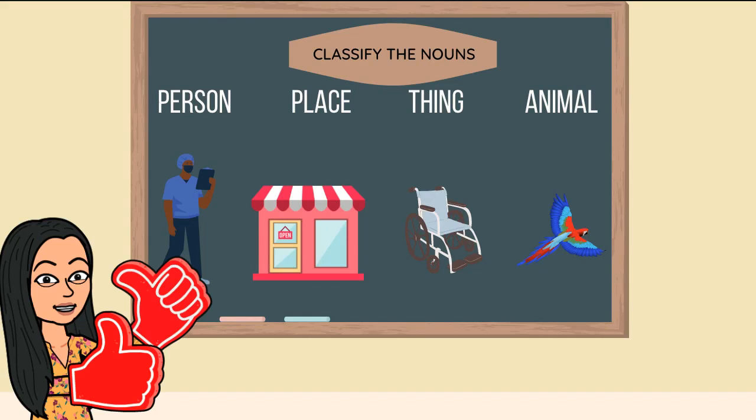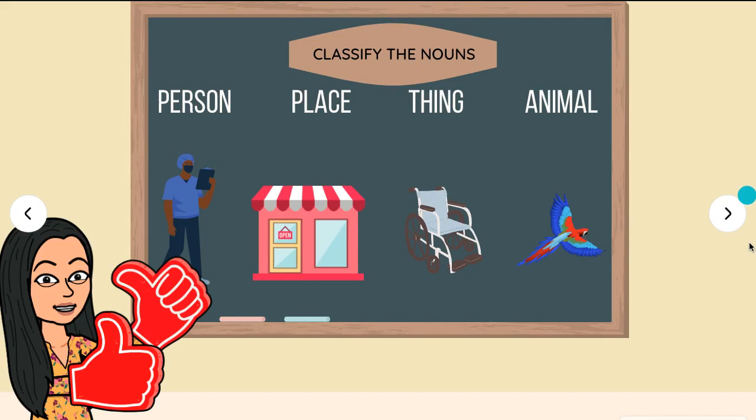So here are the answers. The nurse is a noun that names a person. The store is a noun that names a place. The wheelchair is a noun that names a thing. And the macaw parrot is a noun that names an animal.